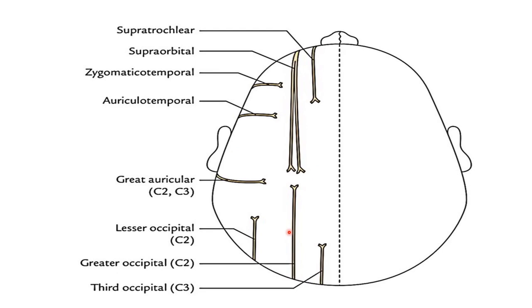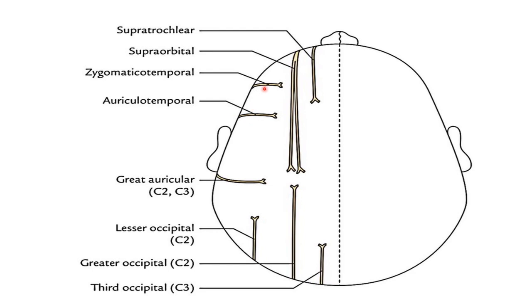Sensory innervation of the scalp. We have 8 sensory nerves supplying the scalp. We have 4 sensory nerves anterior to the auricle and 4 sensory nerves posterior to the auricle.